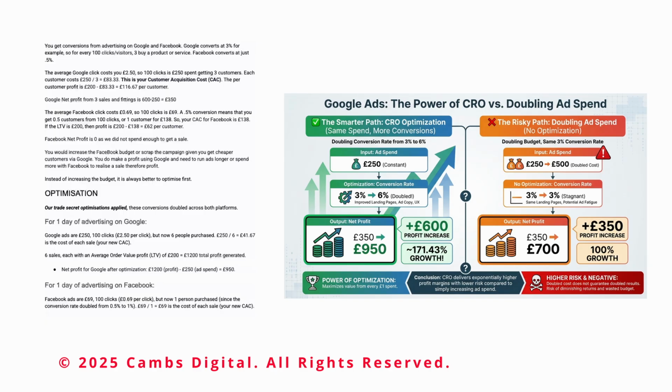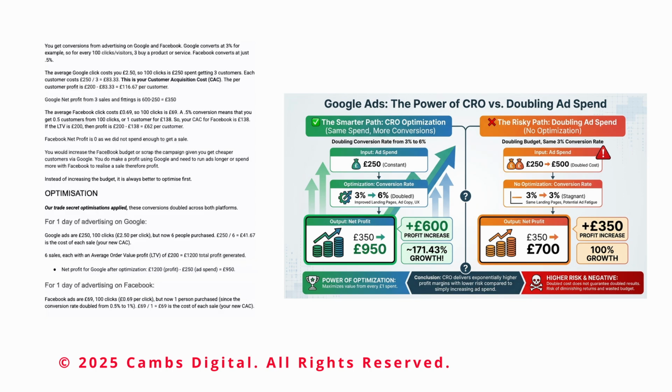So, optimization. Let's assume one day of advertising is £250, 100 clicks, £2.50 per click. We know before that that was an £88 customer acquisition cost, giving us a per customer profit of £116. So for 3 customers, that's about £360 profit.